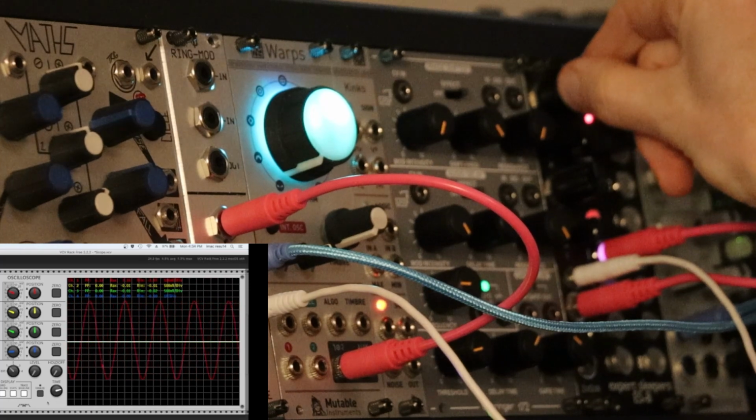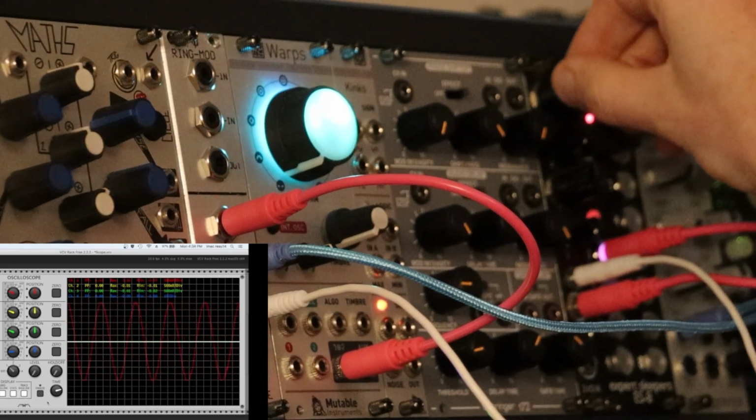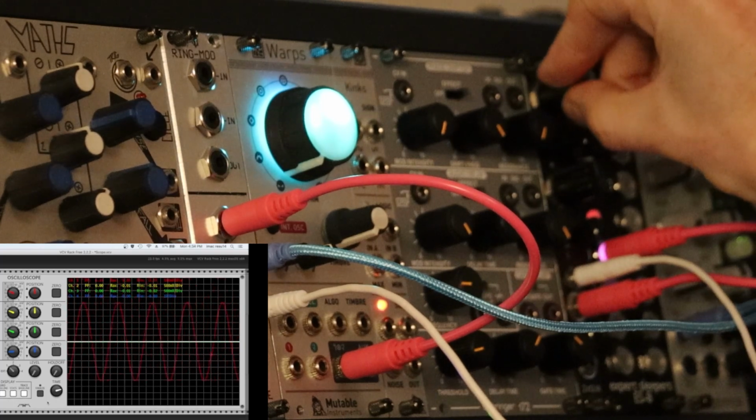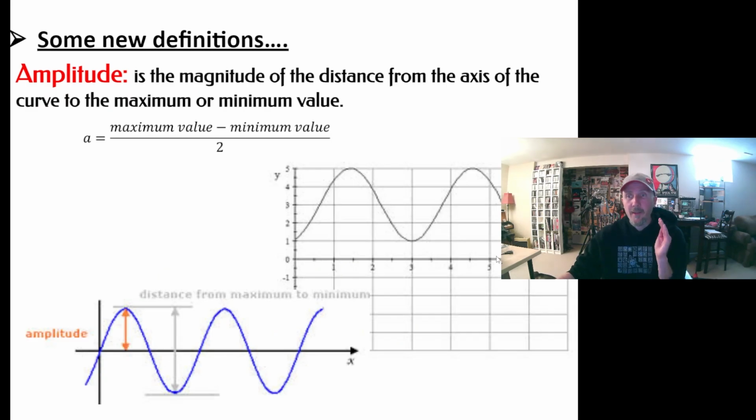And again, the axis of the curve, if we try and calculate from that middle line to the highest point and to the lowest point, it should be equal. So I'm moving that axis around with this offset knob here. But the axis of the curve helps us to figure out the amplitude here.